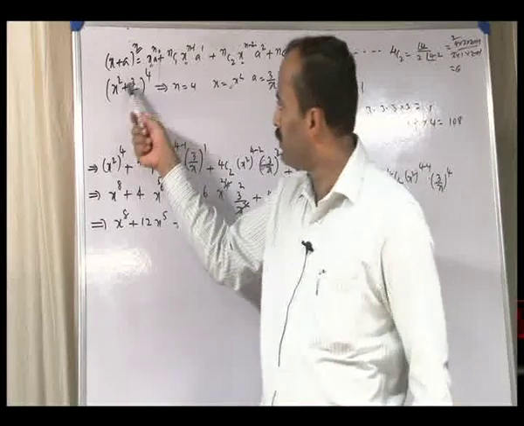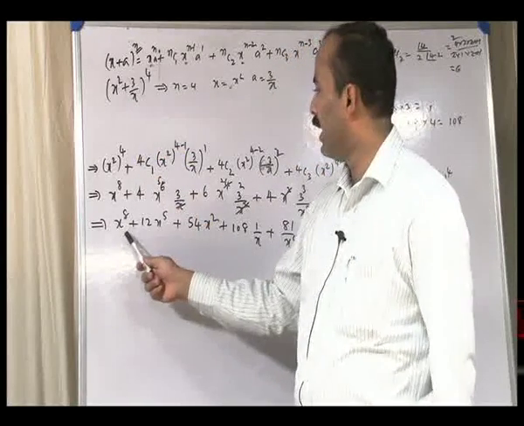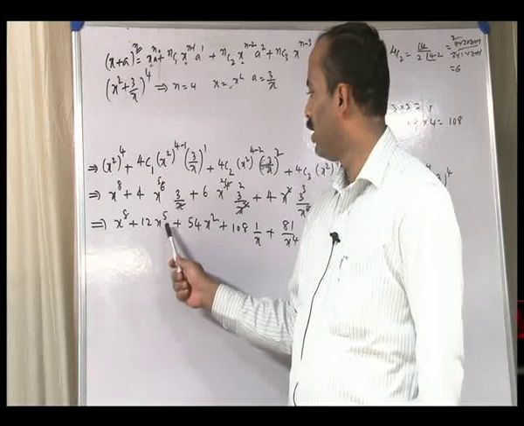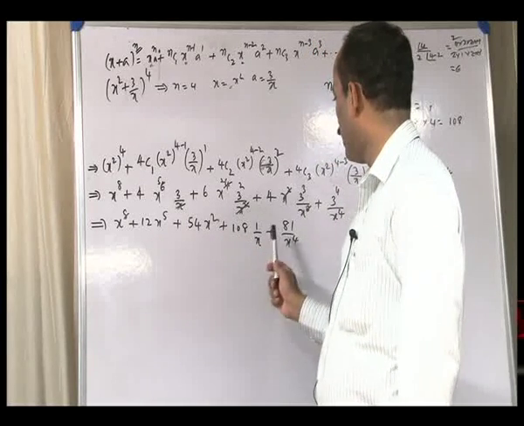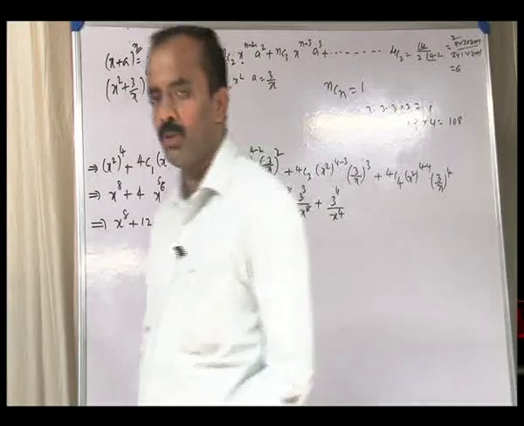So x squared plus 3 by x whole to the power of 4 is x power 8 plus 12 into x power 5 plus 54 x squared plus 108 into 1 over x plus 81 by x to the power of 4.